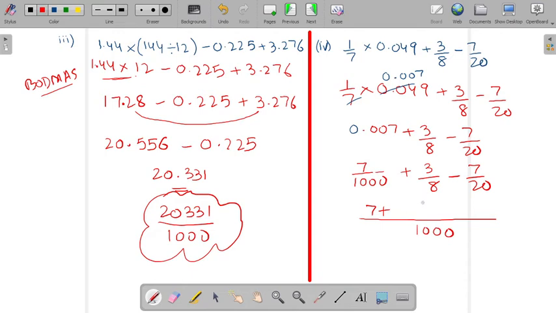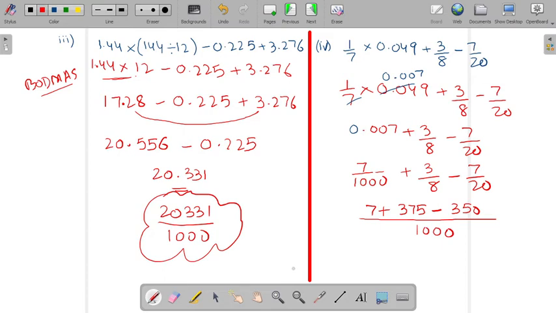Now multiply 125 with 3. So it would be 375 minus 1000 divided by 20. What will you get? 50, and 50 multiply 7. So 350.